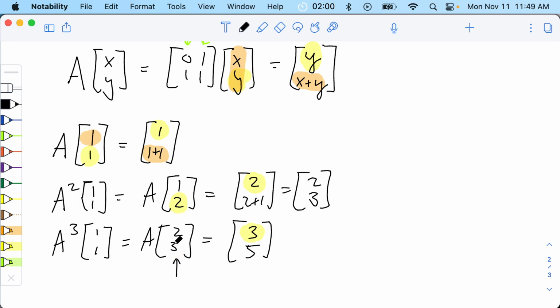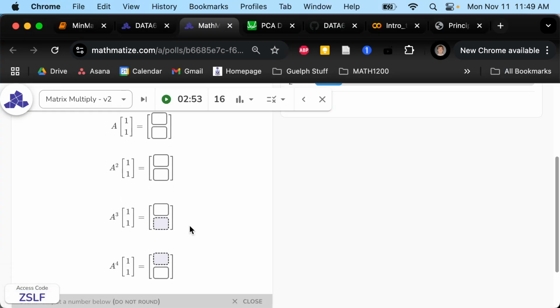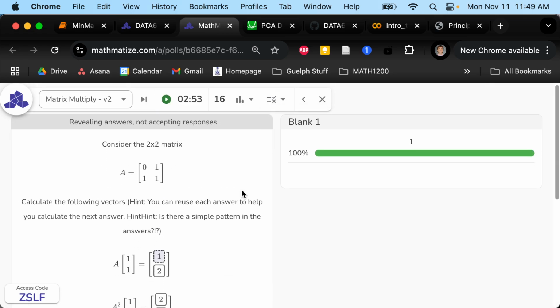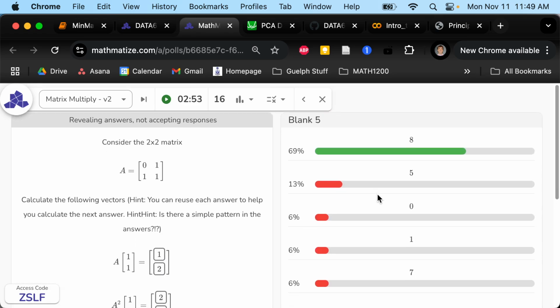So there you go. That's what the matrix is doing, and that is the answer. I think most people figured it out. Did we get all the way down here? Show correct answer: 5, 8. How many people got the 8 at the end? Right around 70% of people. If you got a 5, you were off by 1. So close.